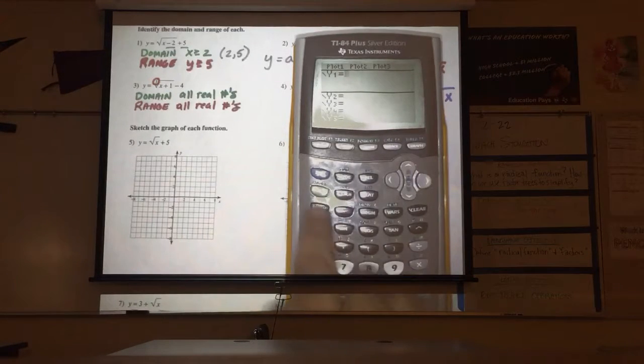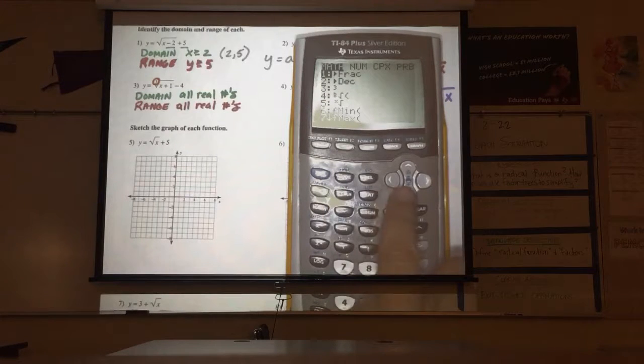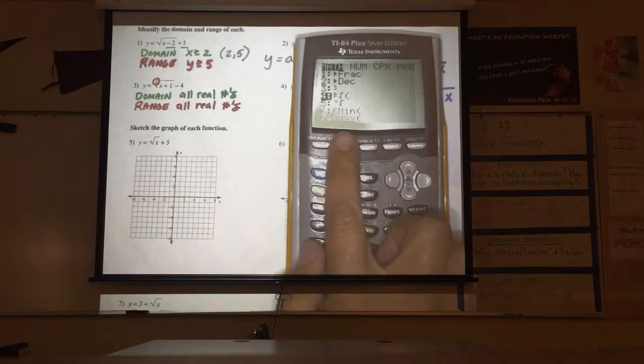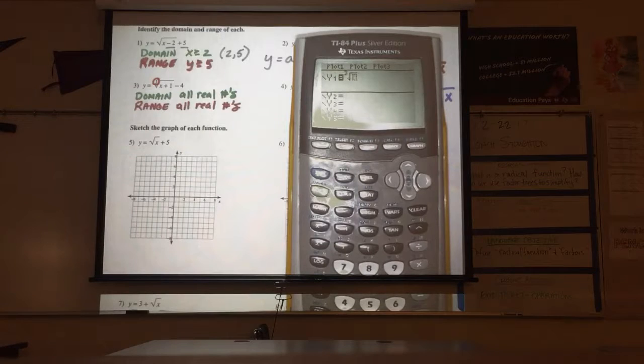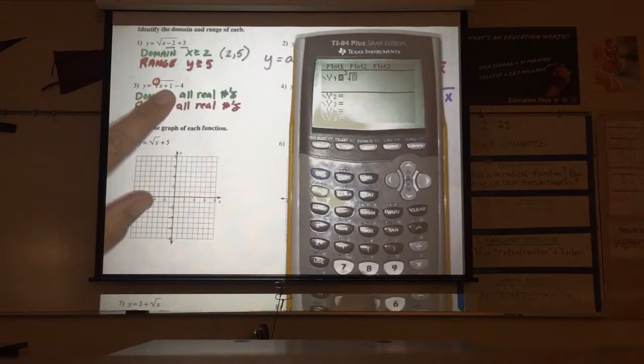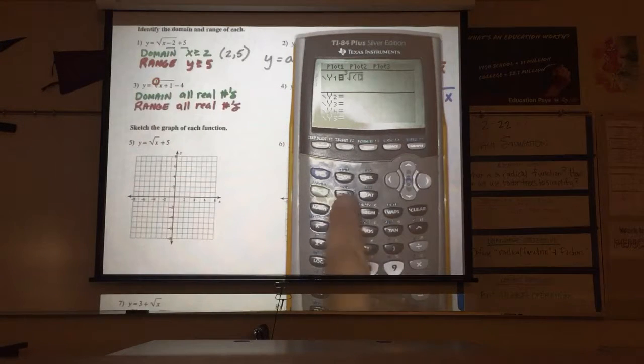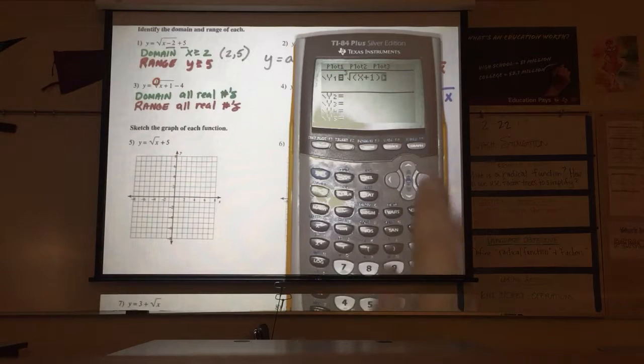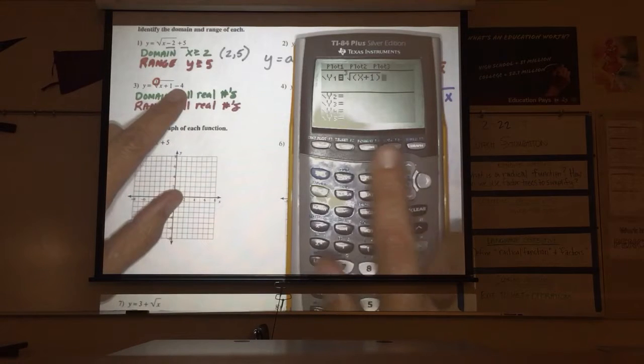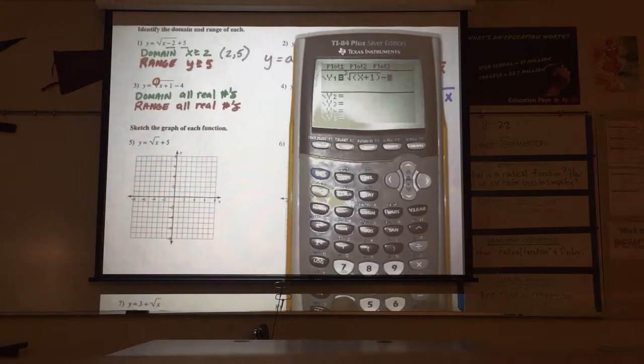So I'm going to go math, and I'm going to choose number 4. As you can see, number 4 is the cube root. That gives me the same setup as I had with the square root, but now I've got a cube root. My radicand, again, is the entire expression, x plus 1, so I'm going to put parentheses, x plus 1. And then I'm going to arrow out, because my k value, negative 4, is not underneath, minus 4. So let's go ahead and look at that graph.